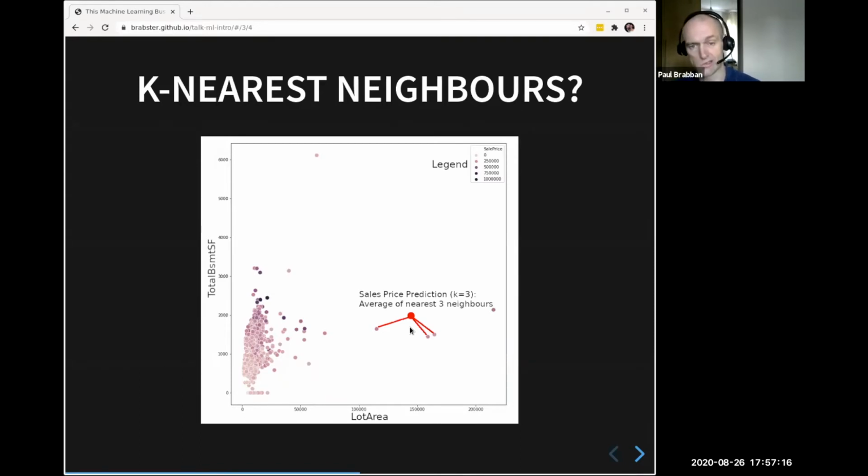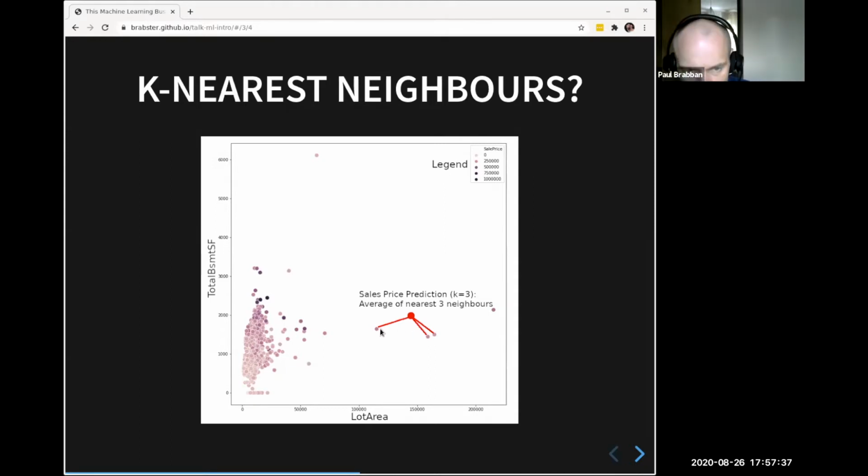So just measuring the distance using probably Pythagoras theorem. There are some other distance measures, but we'd probably use that. Then once we've got the distances, we can work out the set of points that are the nearest k points. So we're going to use k equals 3 for the purpose of this example. And then we can use the average of those 3 nearest points to get a prediction of the sale price.